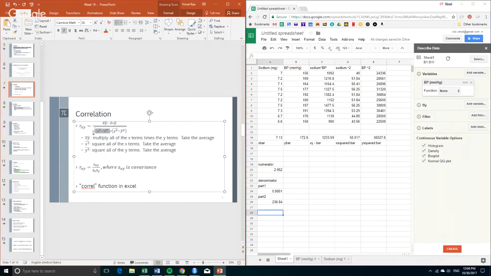Then I have to multiply those two together. So I have x squared bar minus x bar squared, that's 0.08. I have y squared bar minus y bar squared, that's 236. Then I multiply them together, and then I take the square root. So let's multiply, whoops, I screwed up my equation there. So let's multiply part 1 and part 2 together, and then I take the square root of that. And this is my denominator. And then I just do numerator divided by denominator. So my numerator was 2.952, my denominator was 4.3, and I get a correlation coefficient of 0.677.